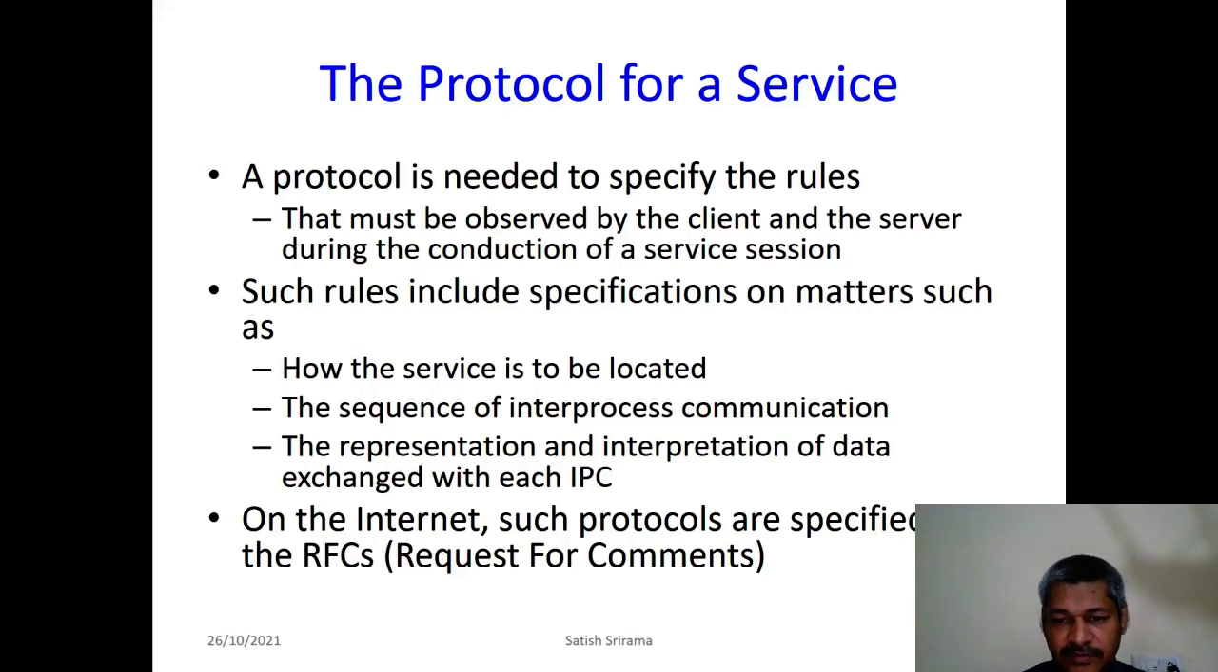The sequence of inter-process communication is to be defined by the protocol, and it should also include information about the representation and interpretation of the data being exchanged with each inter-process communication. Within a protocol, several inter-process communications can happen, and these protocols should also represent what data you are actually exchanging and how it is to be interpreted. Both things are to be mentioned, along with addressing the service and the sequence of inter-process communication.